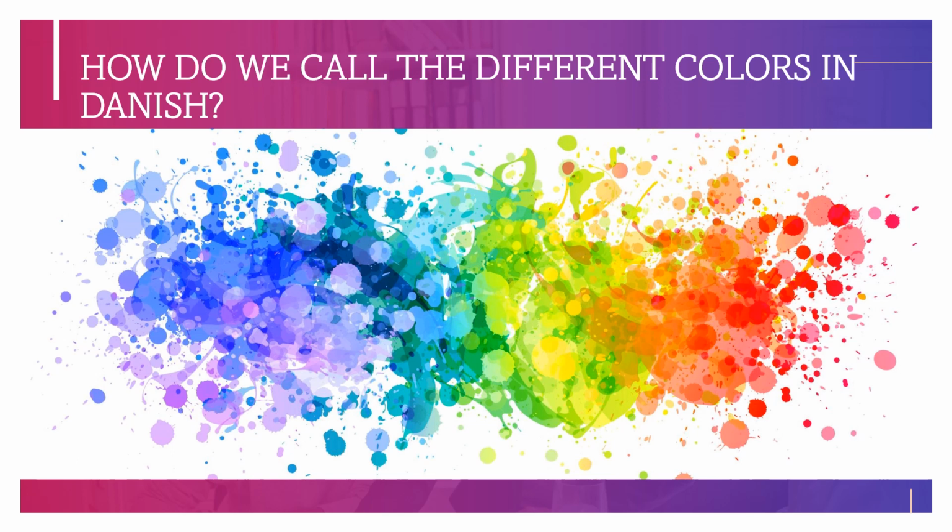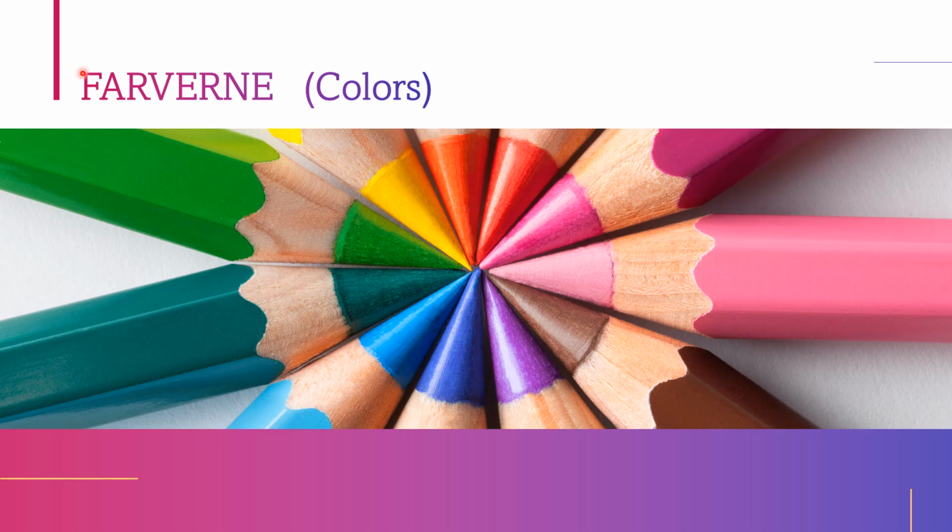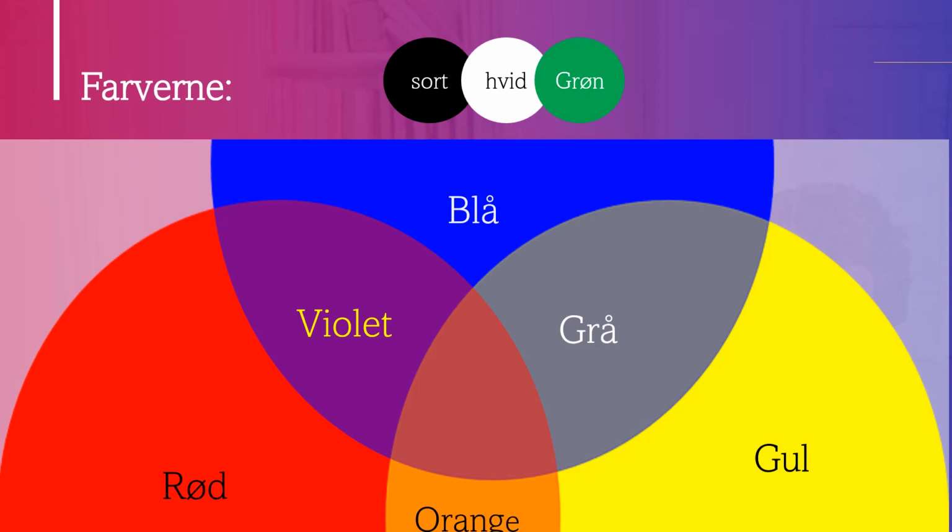Our video for today will be as to how do we call the different colors in Danish. We call colors in Danish language farverne. Here are some of the colors. We can identify the color by its Danish name. Let us start right here.